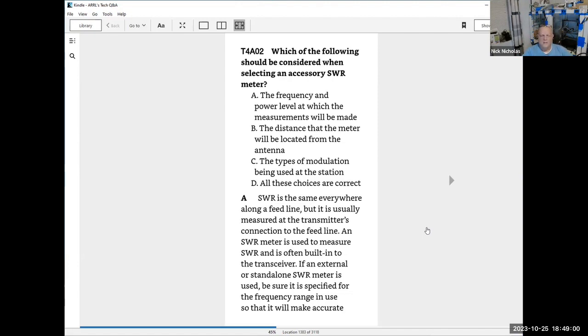Not only that, it's designed for 11 meters, which means its measurements forward reverse at 2 meters would be useless. You want a meter for the band you're on and for the frequencies you're going to be operating at and for the power level. So answer A is correct here.